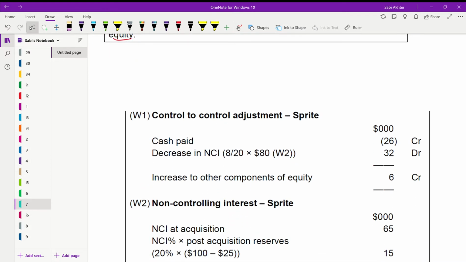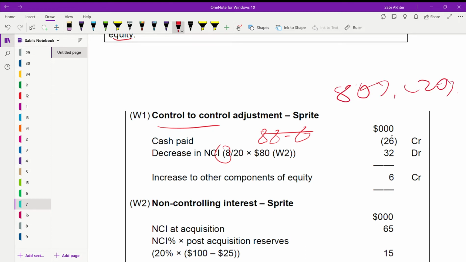So because it's a subsidiary, so control. You have to find out this. It's a control to control adjustment. Cash paid minus NCI. So first you have to find this 8%, the change. He bought 8%. That means earlier when it was 80%, the NCI was at 20%. That 20% only you have to write. The initial, not after he became 88, what is the NCI? No, into 80.